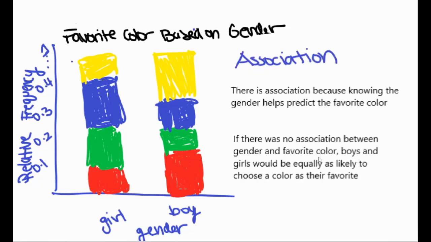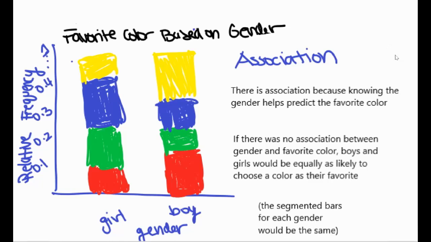Association is when knowing the information or value about one variable helps predict the value of another variable. There is no association when knowing the value of one does not help with determining the value of another. In this example, there is association because knowing the gender helps predict the favorite color. For example, a boy subject would be more likely to choose yellow as his favorite color than a girl subject.